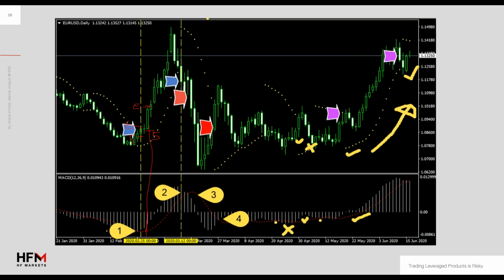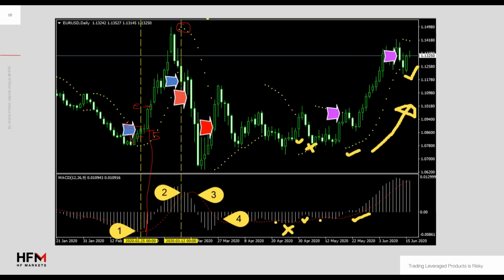Now, your target level. Actually, based on our strategy, the exit level will be based on the parabolic SAR. As soon as we see the parabolic SAR changing, from being below the chart to going above the candles, then this is when you should close your position. This is one way to do it though.